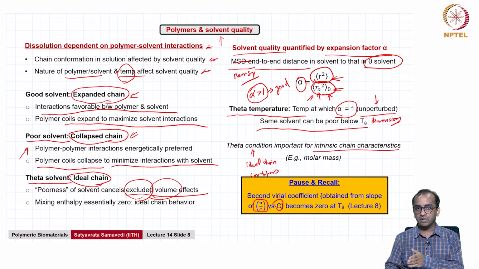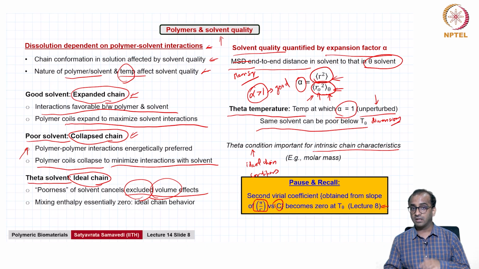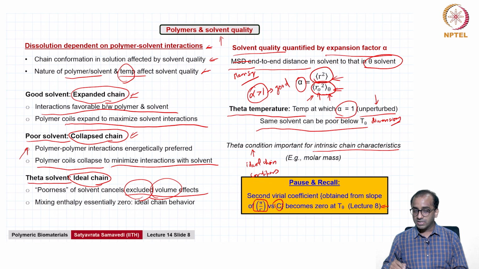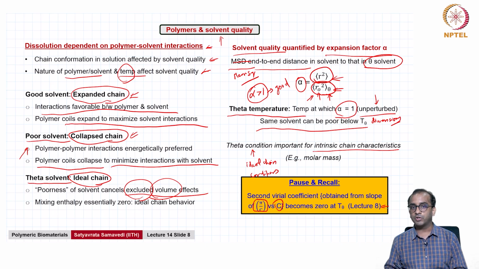It's actually an expansion. If you stop the expansion at the second virial coefficient, you can get it from the slope of pi over c versus c. If you want to recollect some of these ideas, please go back and revisit lecture 8, where we looked at this idea of solvent quality. Again, there's another way you can think about solvent quality: at the theta condition, at the theta temperature, in a theta solvent, the second virial coefficient goes to 0.